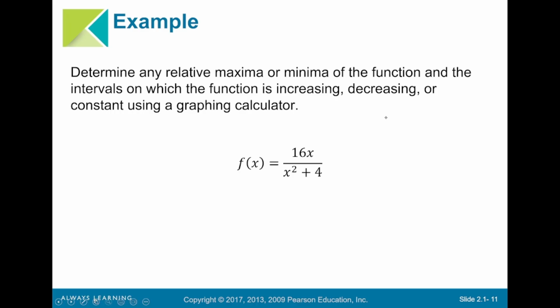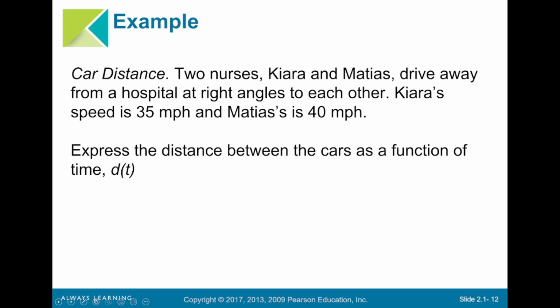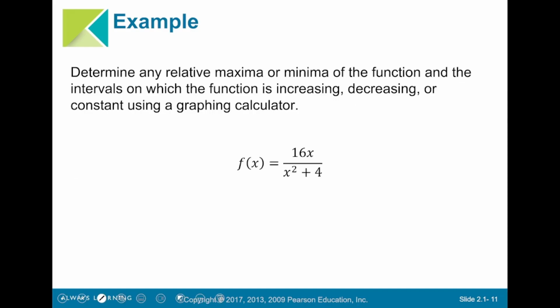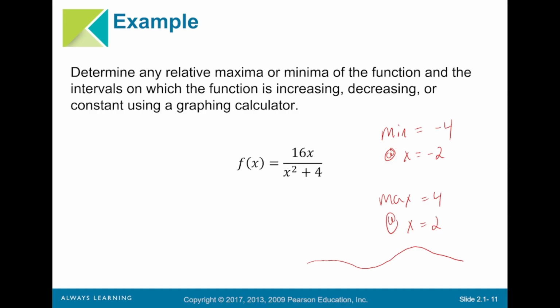So the min, gotta turn my pen on. The min was at x equals negative 2, and it was, you know what, I would write it this way. The min was negative 4, and it was at x equals negative 2. And the max was 4, and it was at x equals 2. Remember, it kind of did one of these. I would suggest having the graph in front of you while looking at this right now.